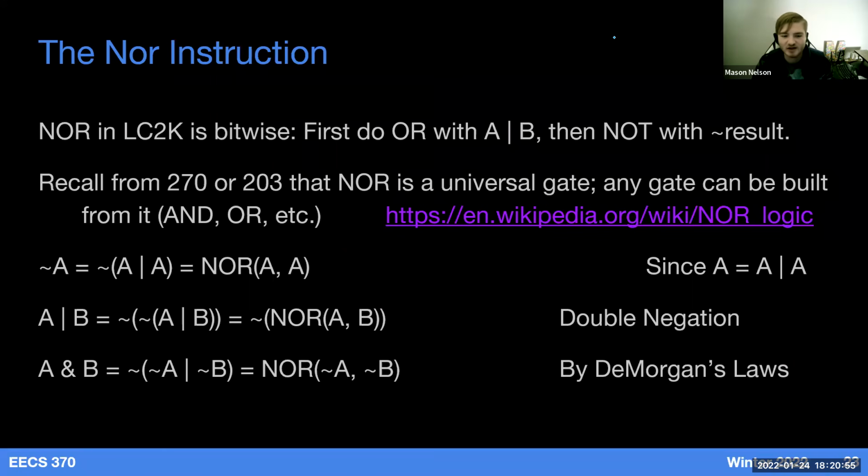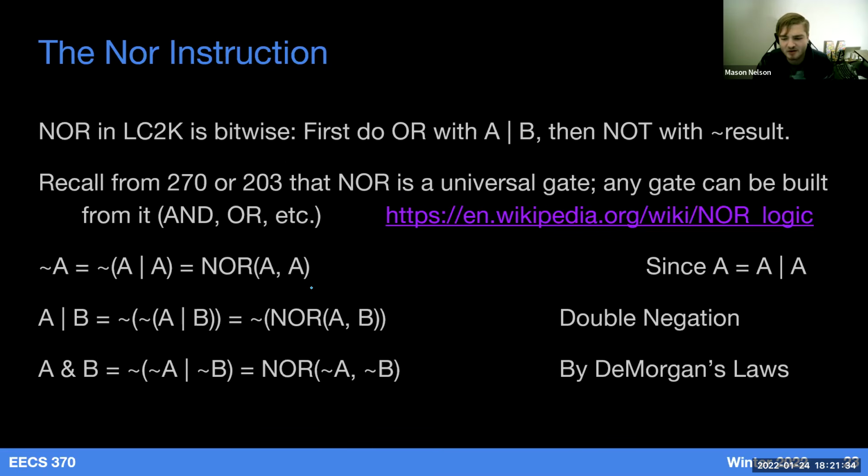So just a couple examples. If we want to do a bitwise NOT, we can just NOR something with itself. That's because when you OR something with itself, it's that same thing. So you do the OR and then you NOT that, and you get the NOT of the original thing. We can also do an OR by first doing the NOR and then taking that result and NORing it with itself. So using the definition of NOR and the idea that we can get a bitwise NOT by doing a NOR with itself, we can do the same thing to get an OR.